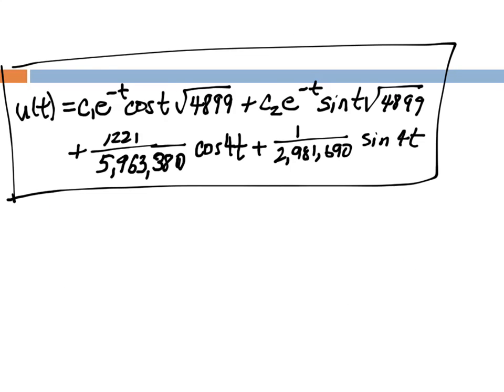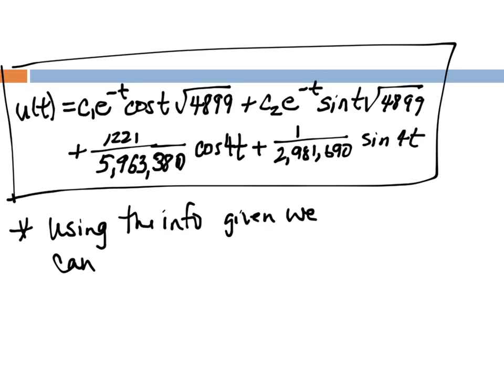Let me put a note in here. Your book makes mention of the fact that using the info given, we can find C1 and C2. We're not going to find them, but let me talk through what you do know. How could you find C1 and C2? Well, you're given some initial conditions because this had context. It was a spring. What did it tell you some of the initial conditions are?